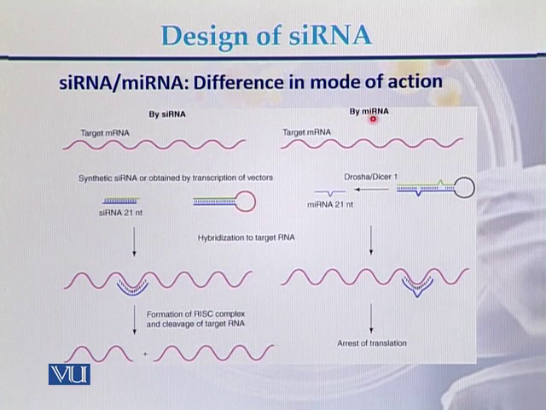While in case of miRNA, miRNA can also consist of between 21 to 23 nucleotides. It sometimes has mismatch pairs with the messenger RNA, and even if it has a mismatch, here we can see that this is a mismatch. It is not completely complementary to the messenger RNA sequence. Even if there is a mismatch, it can arrest translation. So this is the difference between the mode of action of siRNA and miRNA.